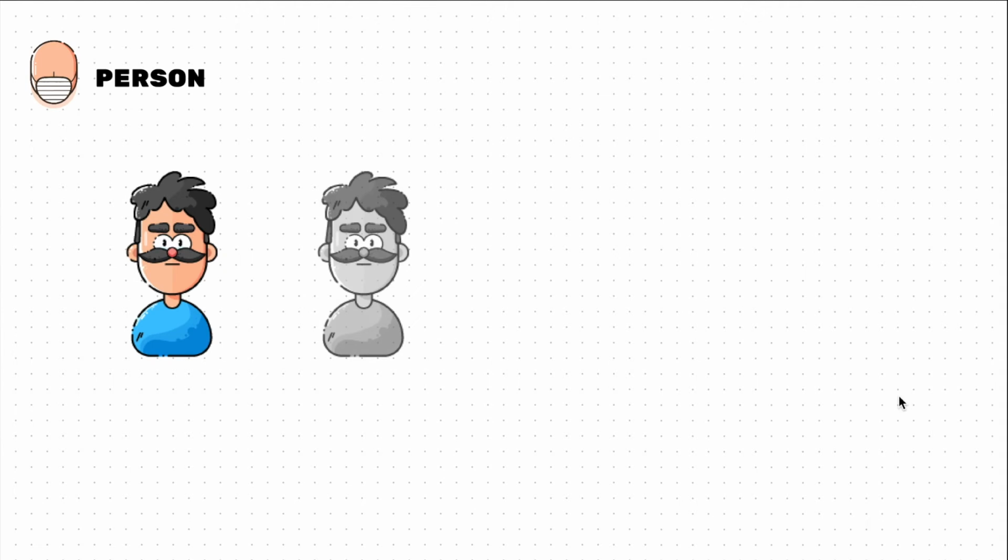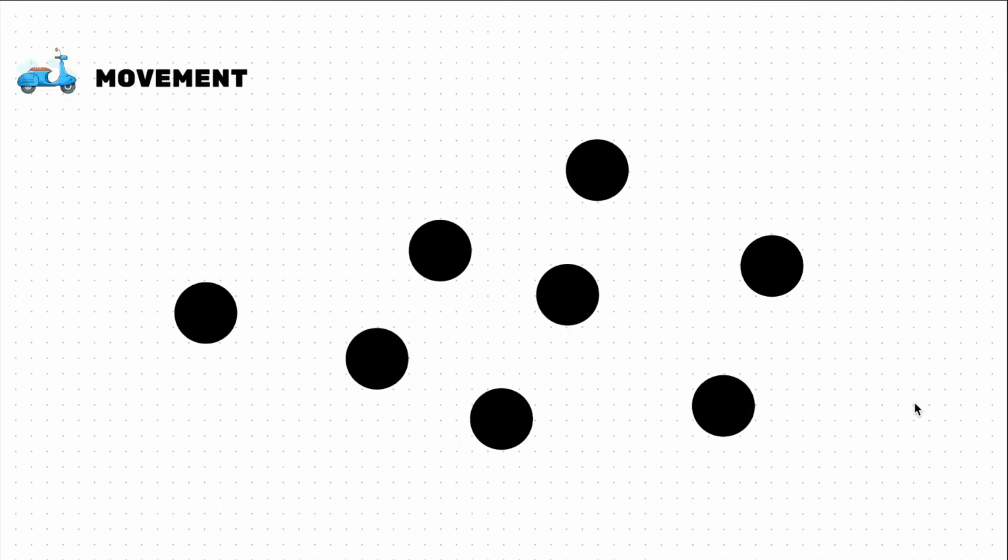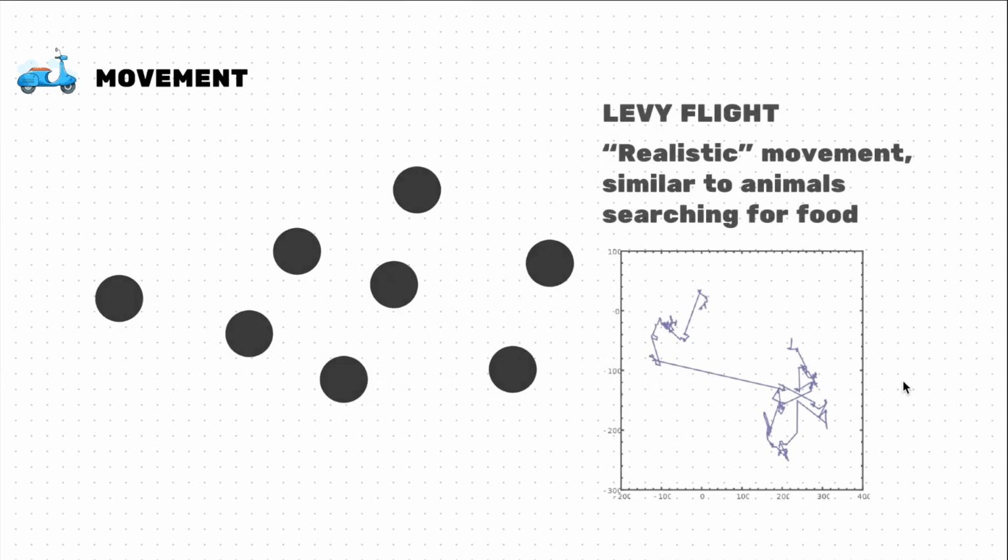So before jumping to the demo of our software, let's talk about some visual aspects. Here is a person like Steven. What we do here is that dots are representing persons. These dots move around in that simulation, and we tried to find a realistic movement function and decided to use the Lévy flight.